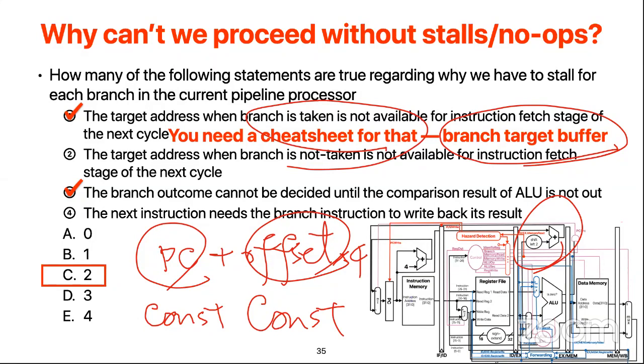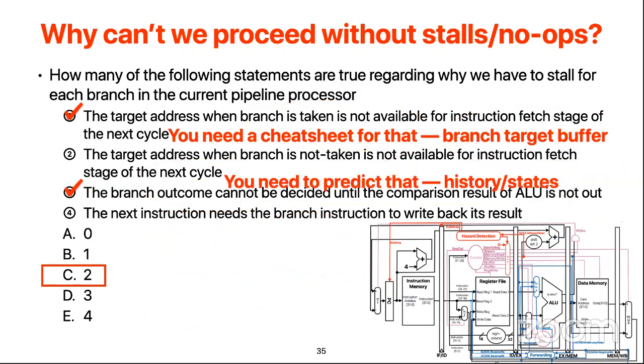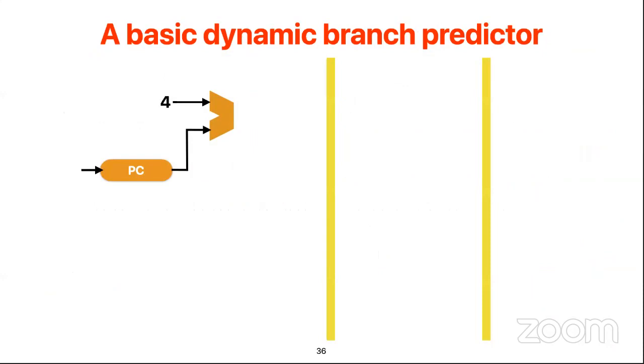So the next time when you see that PC, it's a branch instruction, you know its target address must be that, right? And for the branch outcome, we just make a wiser guess. So we use history or states to predict that. So this is how it works.